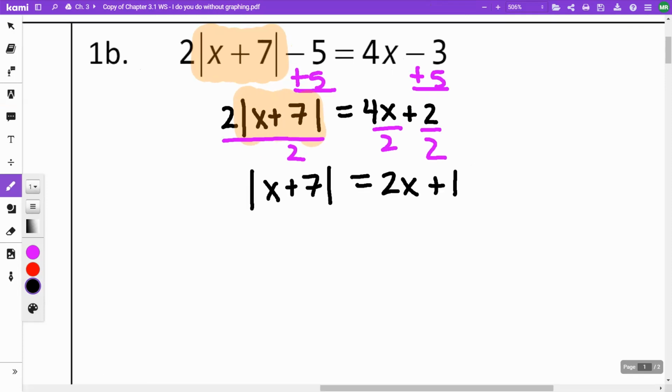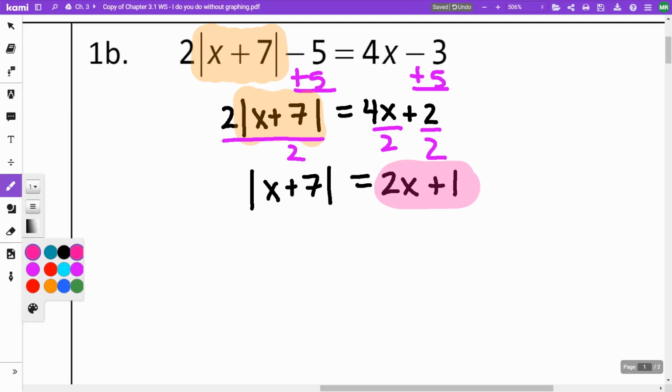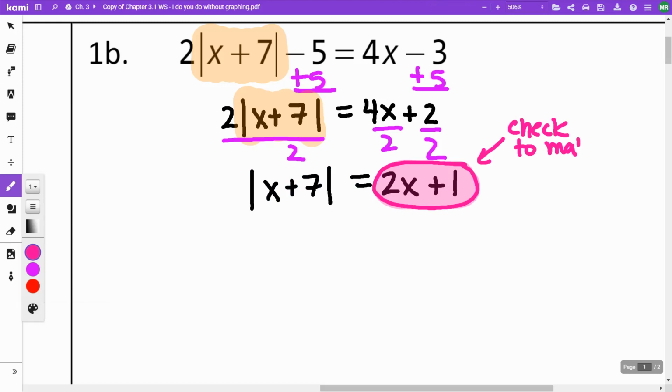Once you have your absolute value isolated, all by itself, whatever's on the other side, I have this 2x plus 1. That is where I'm going to check my answers right here. This is where I'm going to check to make sure it's not a negative result.